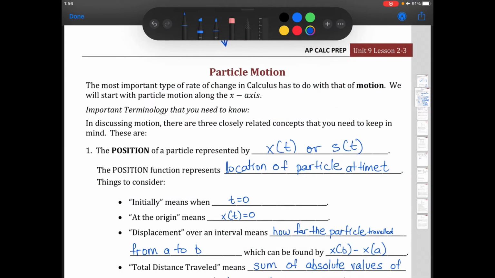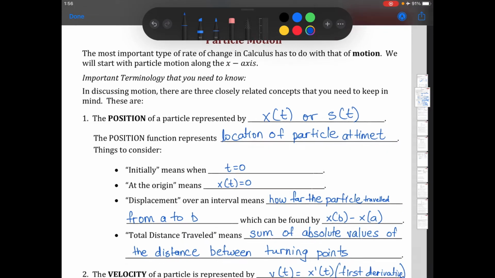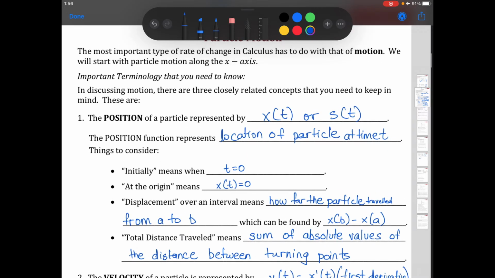So in this lesson, we are going to be analyzing more graphs and exactly what we did for our warm-up now, writing intervals as increasing, decreasing, constant. We're going to be writing more of those and examining our graphs. So there is some important terminology which I already wrote out that you need to know. The most important type of rate of change in calculus has to do with that of motion. We will start with particle motion along the x-axis.